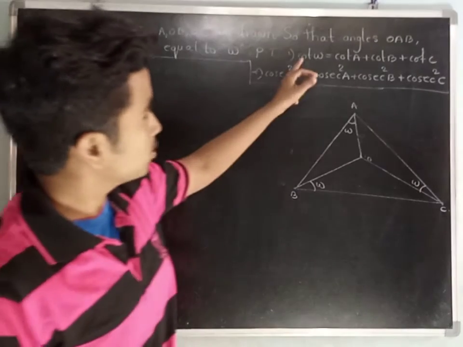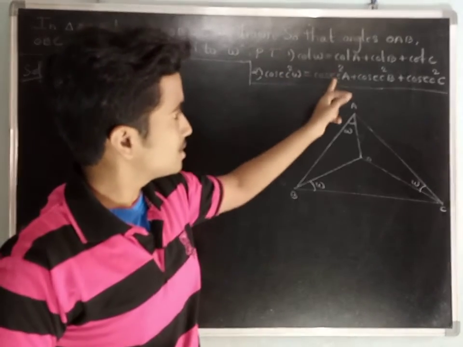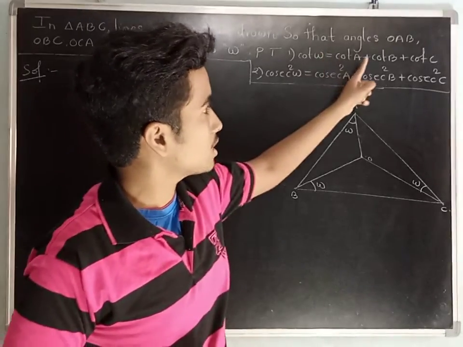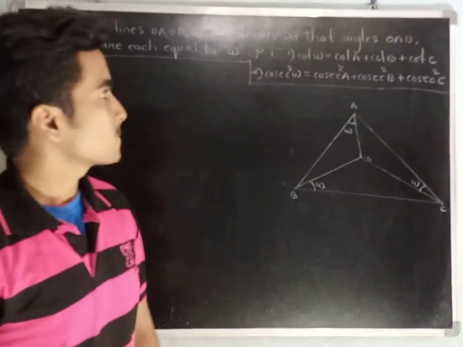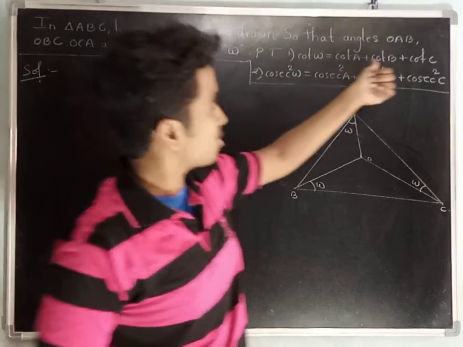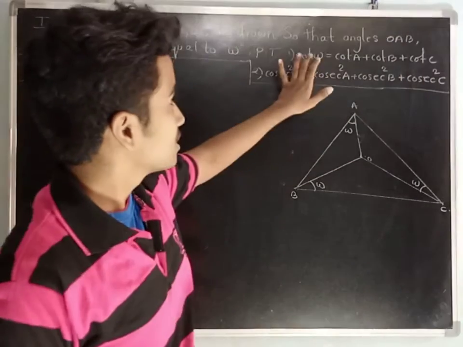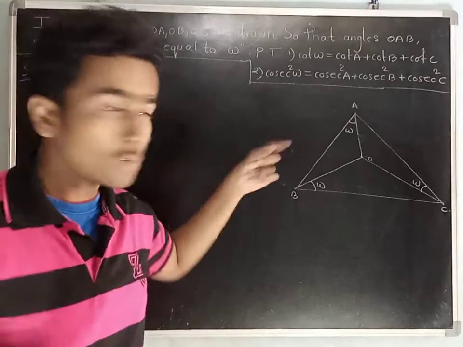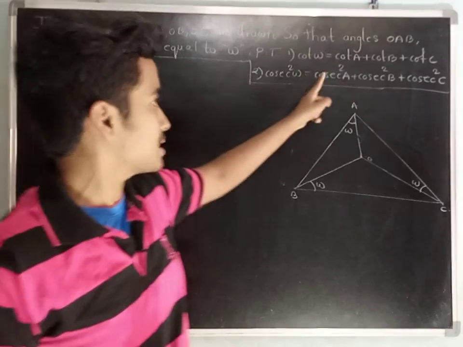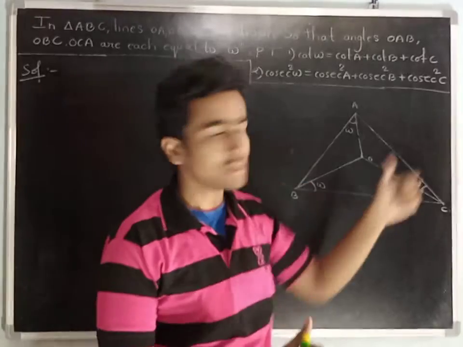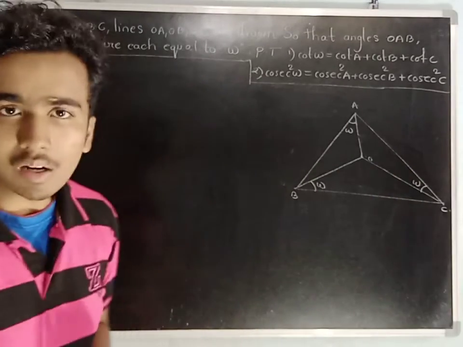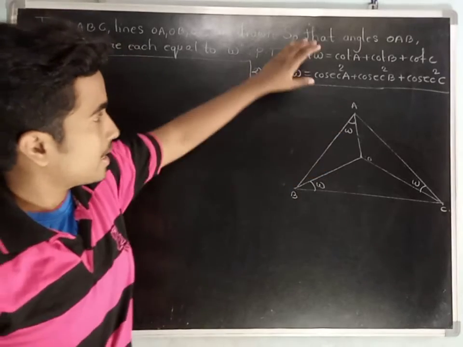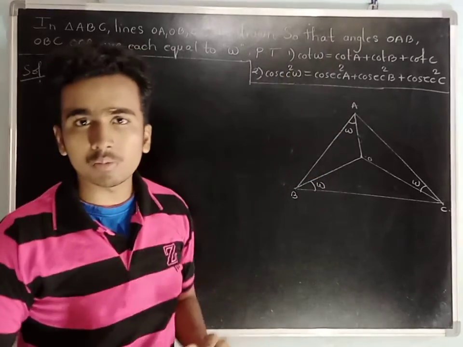Now he is asking us to prove that there are two results that we have to prove. First result is cot omega is equal to cot A plus cot B plus cot C. Or simply cot omega is equal to cot A plus cot B plus cot C. We need to prove this one, and second we need to prove the second result, that is cosec square omega is equal to cosec square A plus cosec square B plus cosec square C. Okay, this is the data given to us and this is what he is asking us to prove.